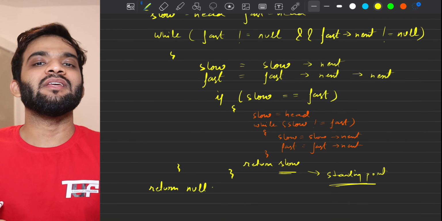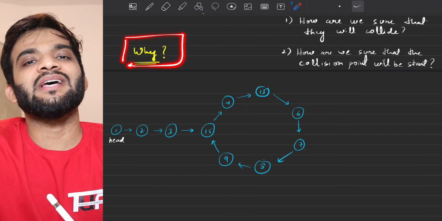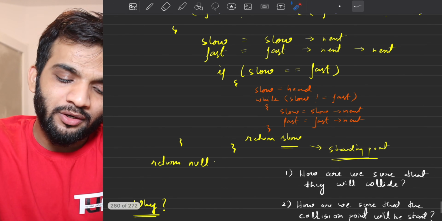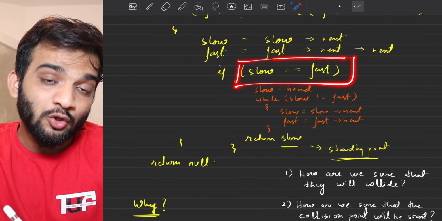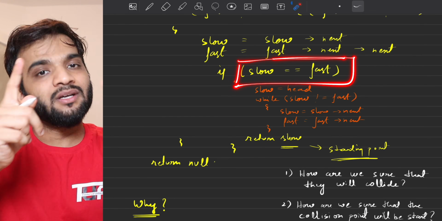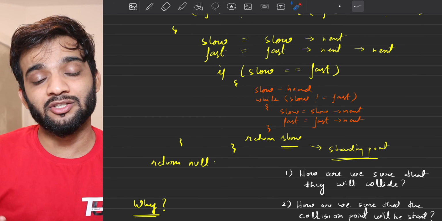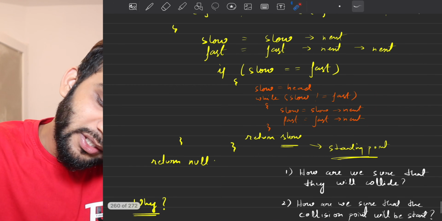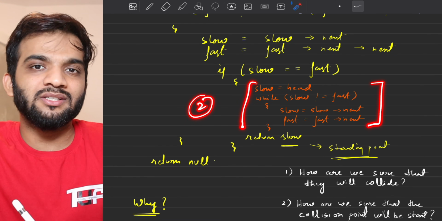Now it is time to understand the intuition. So the big question: why is this algorithm working? If I go back to the code, we know this section. This section is for detecting a loop, and we know the intuition of it because we have discussed it in the previous video. In case you haven't seen it, the link is in the description. But what about this one? This is the new section of code, which is step 2, that is finding the starting point.